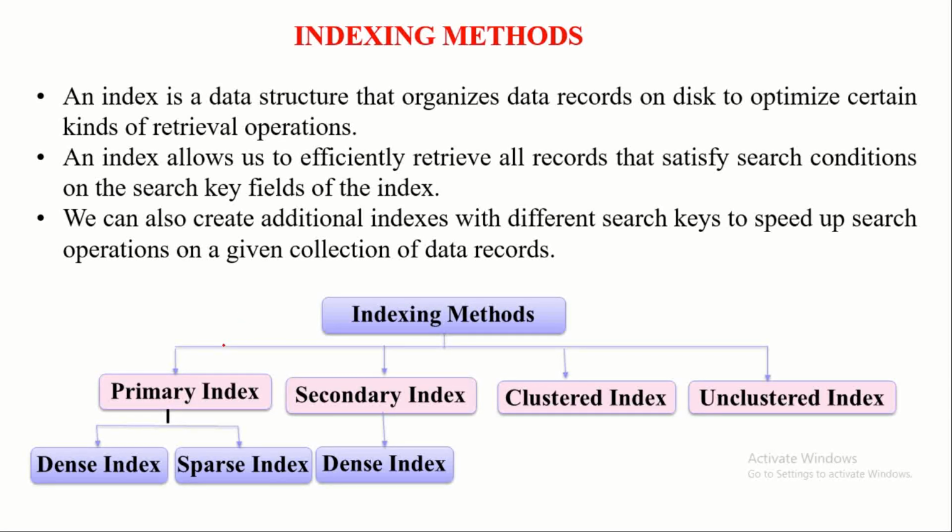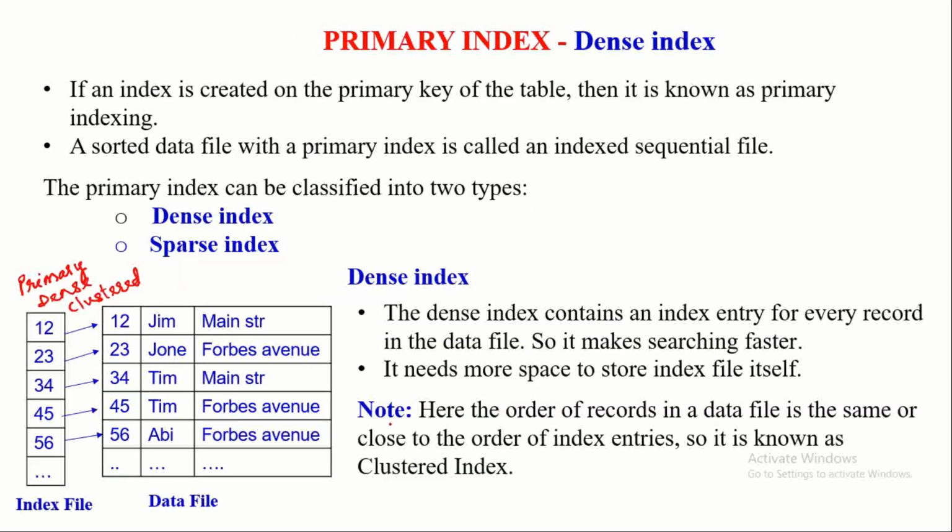We can classify indexing methods as a primary index, a secondary index, clustered index, and unclustered index, where a primary index can either be dense or sparse index, and usually a secondary index is a dense index. Okay, let us now discuss the primary index.